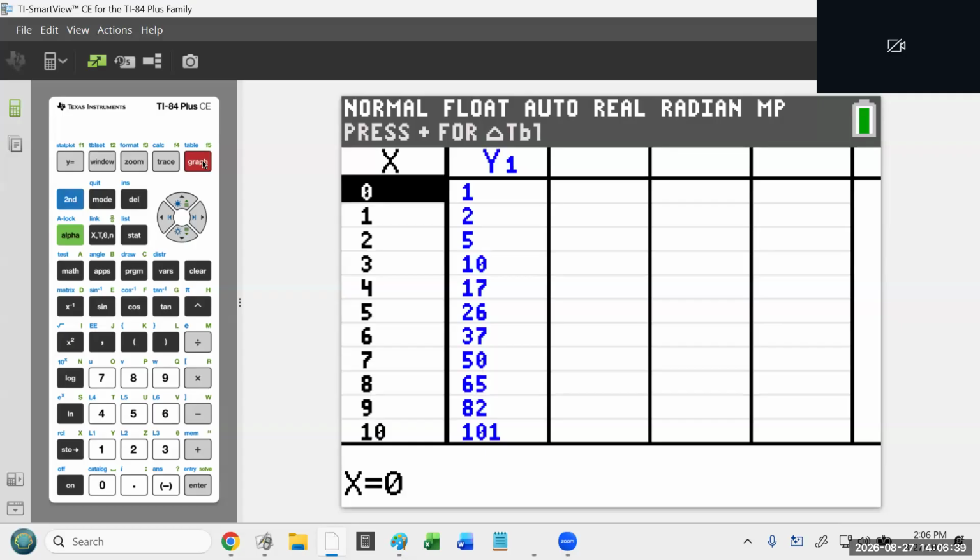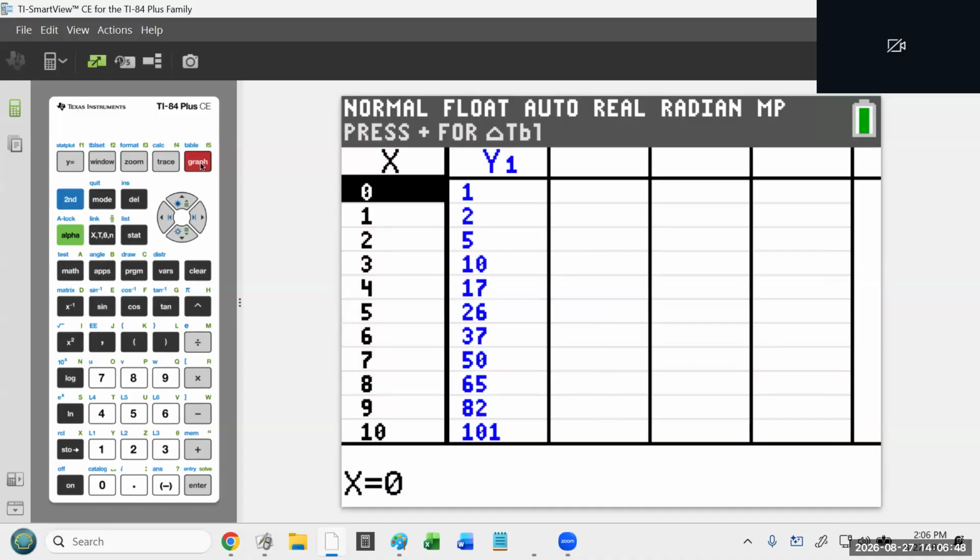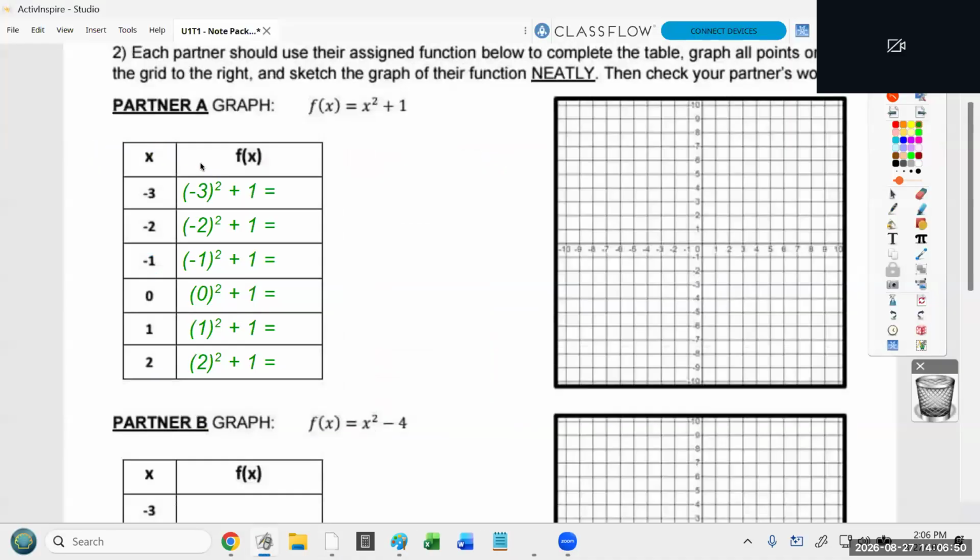And it's really easy to go between the two. Like if I want to, I can just hit graph again, and it'll show me the graph. If I want to go back to the table, I hit second graph, and that shows me the table. Now, we want to fill in a table that starts at -3. -3, -2, -1, 0, 1, 2.